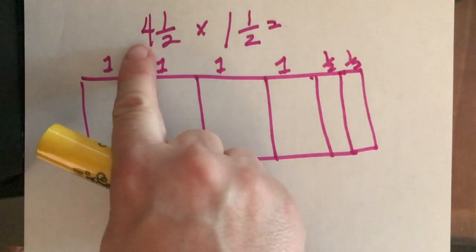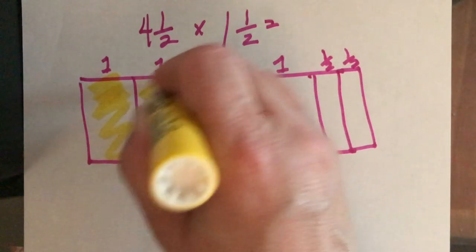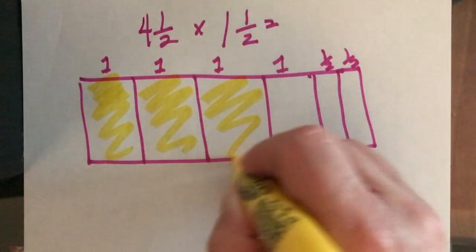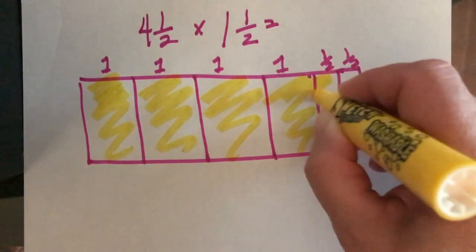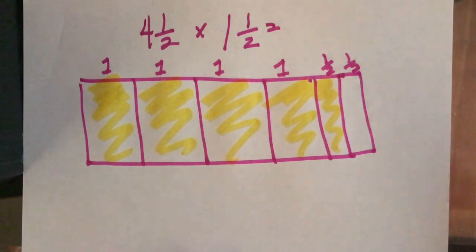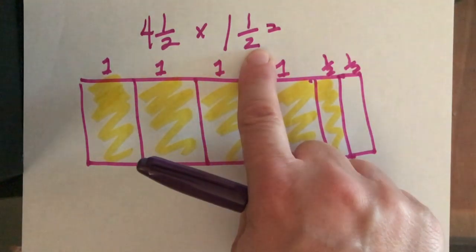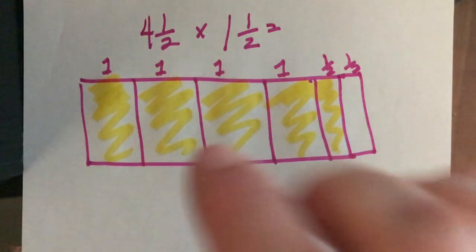My model, but I'm going to color 4 1/2 sections. 1, 2, 3, 4, and 1/2, leaving 1/2 empty. Okay, now our next number is 1 1/2. So again, greater than 1, less than 2.